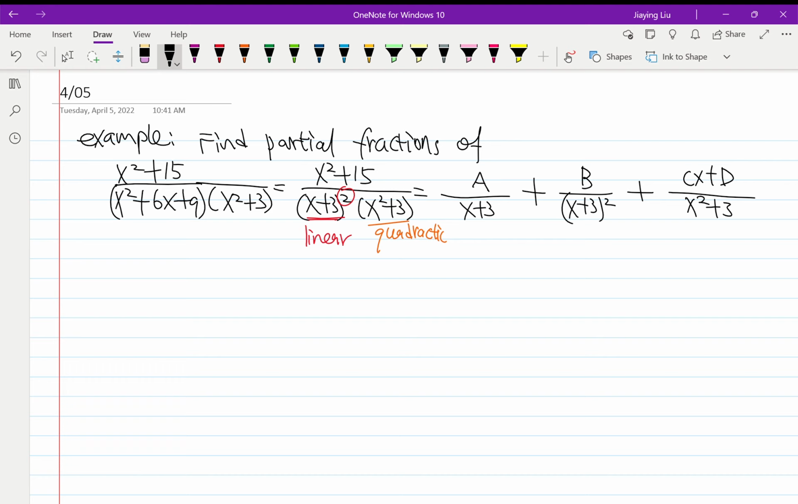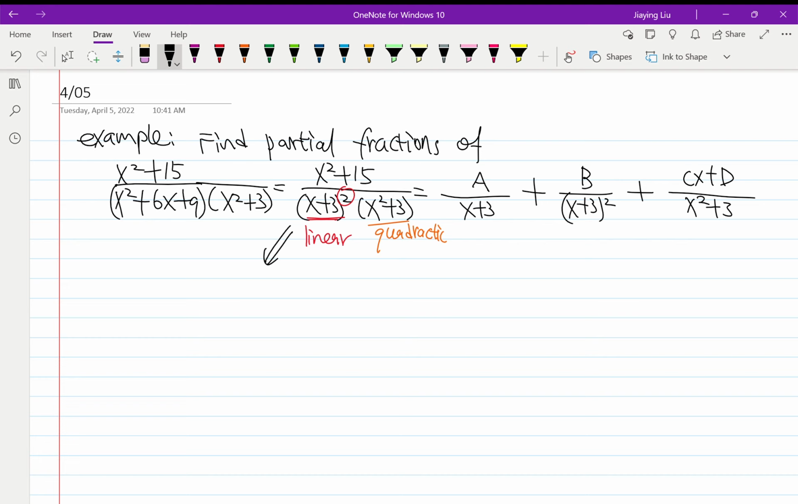From here, we can try to find any constants that are easy to find. I'm not going to do it here just to save time. I'll do it later with another example. The only constant that we can find easily is b. If we multiply both sides by x plus 3 squared, we can solve for b very easily. We couldn't find a that way, and we couldn't find c or d. But let's just solve for a, b, c, d systematically.